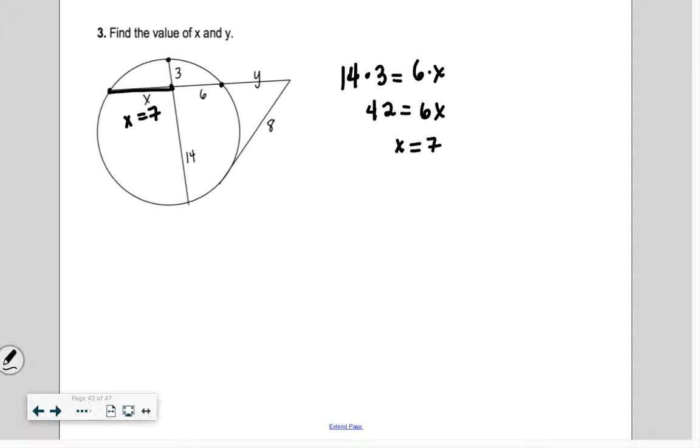Okay, now let's look at the outside times whole. So here's our secant segment and our tangent segment, right? I know, it's hard when they're overlapping. It's so frustrating, isn't it?